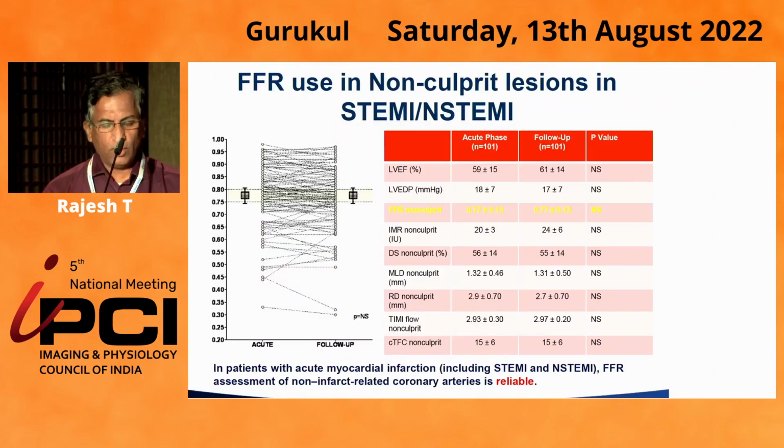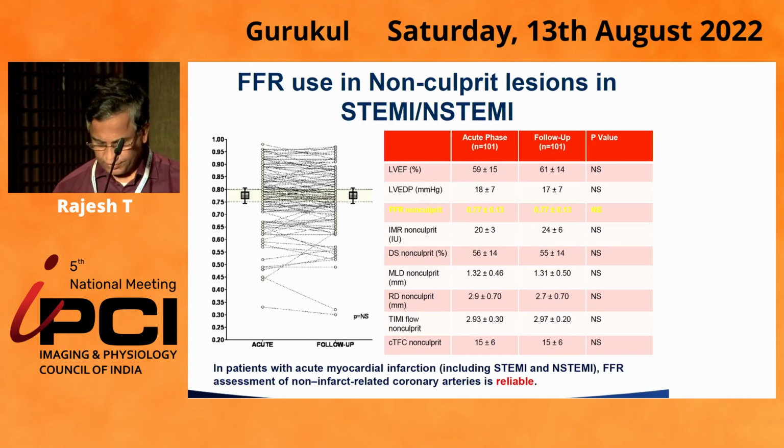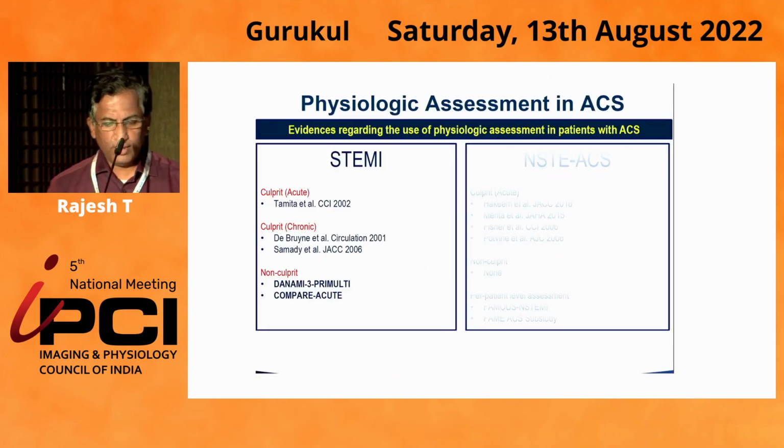Then what about non-culprit vessels in ST elevation MI or non-ST elevation MI? This is a study which compared FFR in the acute phase and the follow-up. In a patient who had recovered from the myocardial infarction, in the non-culprit vessel, the FFR values were the same in the acute phase and the follow-up phase. So what about physiological assessment in ST elevation MI, particularly in the non-culprit vessels?